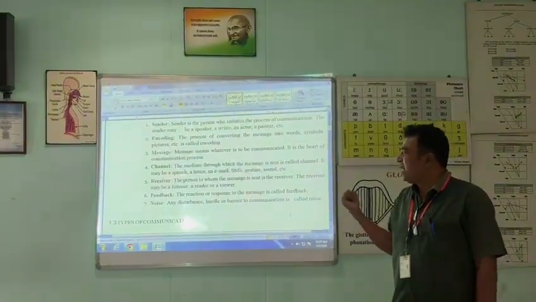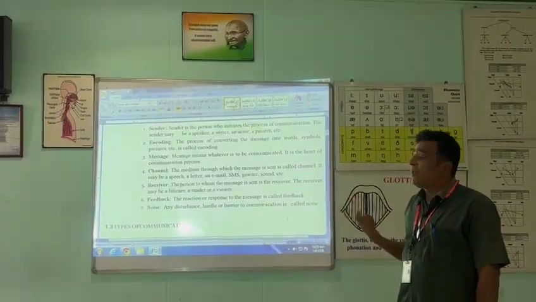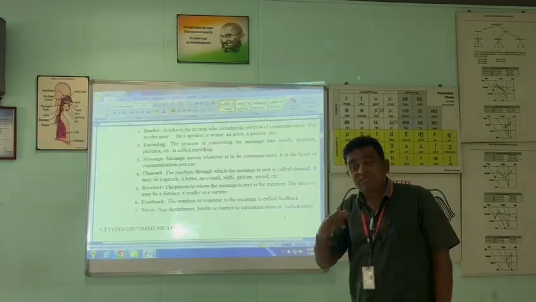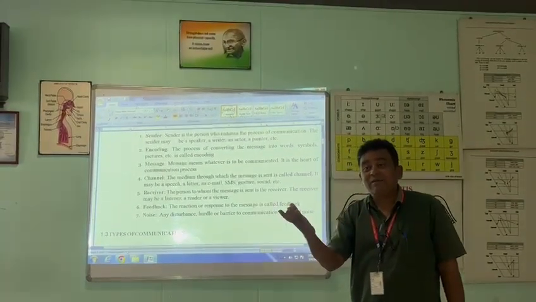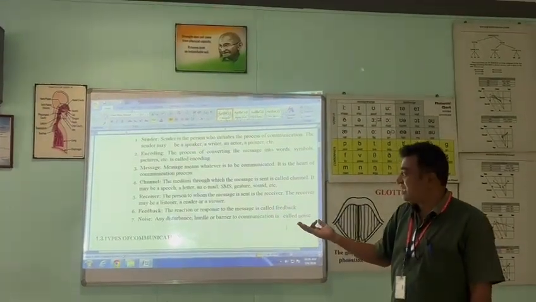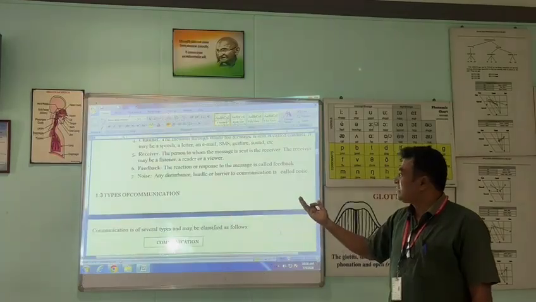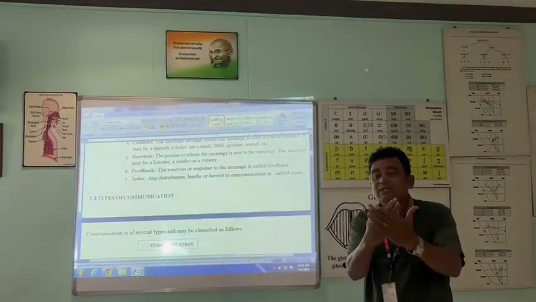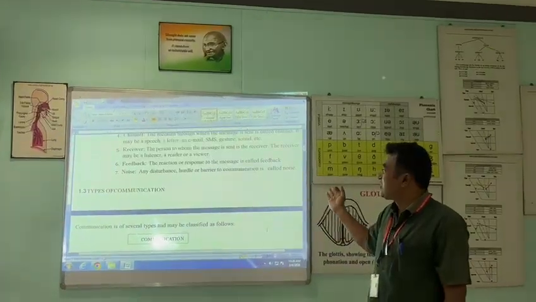Noise: any disturbance, hurdle or barrier in the middle. When the class is going on, some students are mischievously making noise and chanting. That is also one kind of disturbance. Noise, any disturbance, hurdle or barrier of communication, is an obstruction to communication and is called noise.